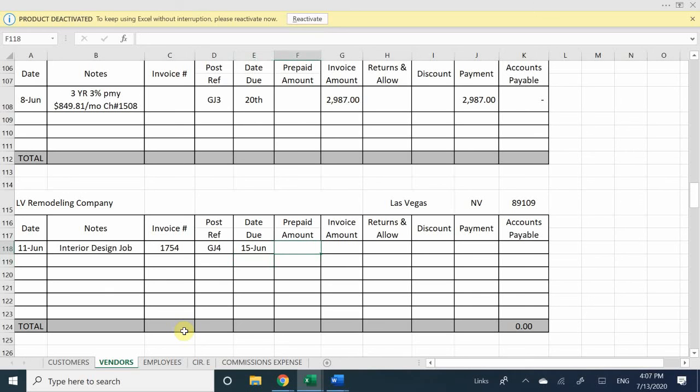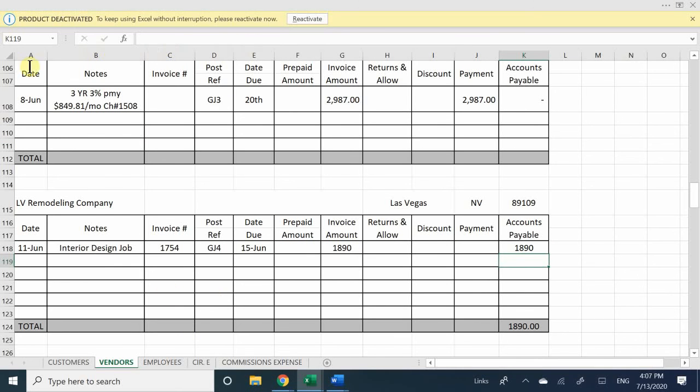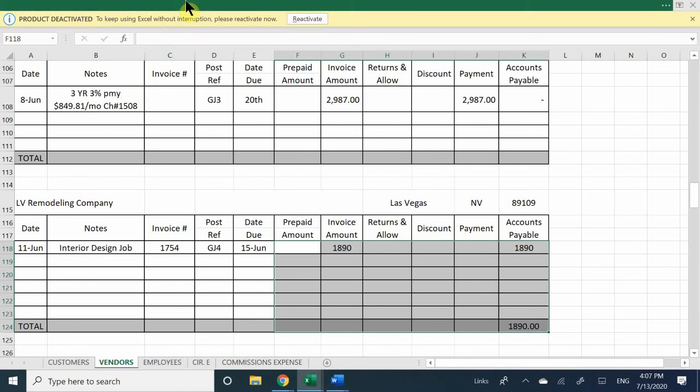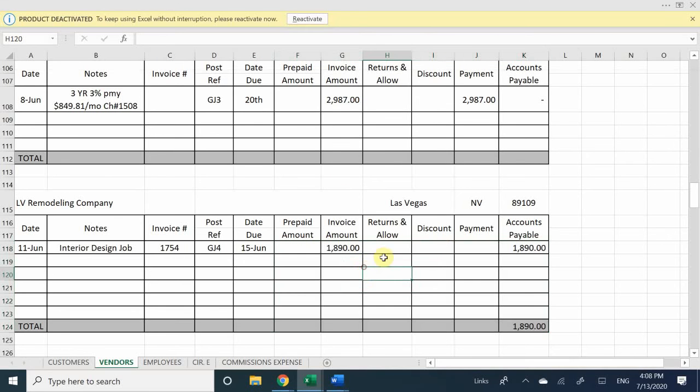I'll get to there sooner or later. All right. Prepaid. Do we prepay anything? No, we didn't. The invoice amount is $18.90. So therefore, we did not pay them. So we owe LV Remodeling $18.90 because we didn't pay them yet. Okay? So I'm going to go ahead and highlight all of this to change the way it looks. At the bottom, I know that I owe $18.90 to LV Remodeling.